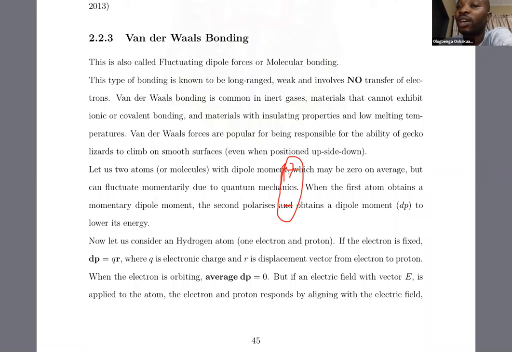So for the fact that one atom acquires a momentary dipole moment, it induces the same on another atom. This is now positive, and this will be negative. So this will flip in the opposite direction. Then we can have a long-range interaction between the two positive, a long-range interaction between this positive and the negative, and another long-range interaction. So there is an attractive interaction between the two dipoles.